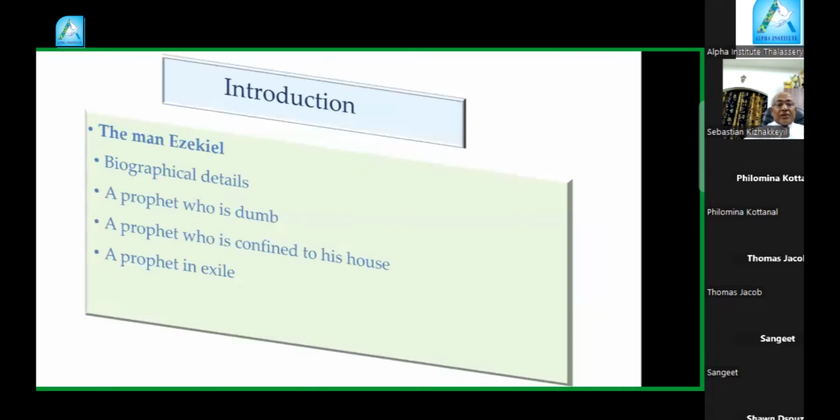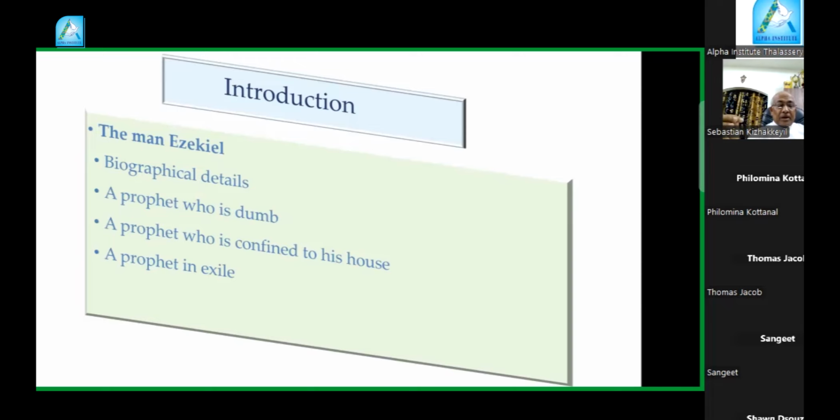That is the man Ezekiel, biographical details. First of all, this prophet is unique in the sense that he received his prophetic vocation in exile, in Babylon. Most of the prophets whom we know were in Jerusalem or in northern Israel. But this particular prophet, plus one anonymous prophet known as Second Isaiah, exercised their prophetic ministry in Babylon in exile. Unique. So they were prophets exercising their ministry in a crisis time of the history of Israel.